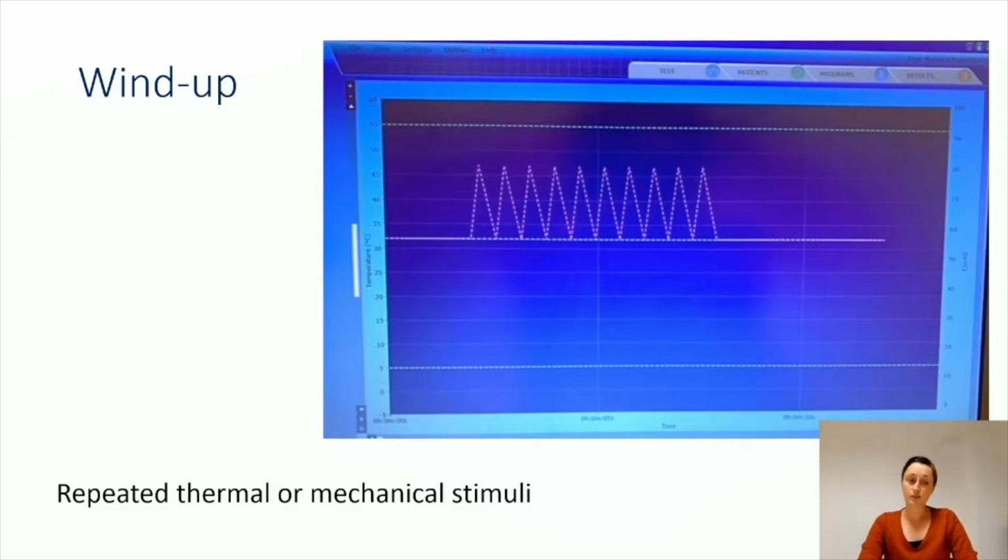By doing this, you can compare the amount of wind-up or pain facilitation that takes place whenever you give repeated stimuli. You can also use the MEDOC devices to deliver repeated, fast thermal stimuli, as depicted here in the MEDOC software.